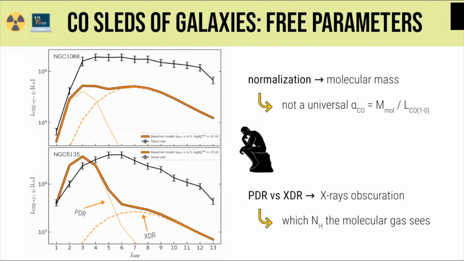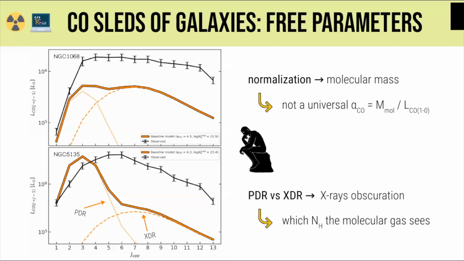But basically, what we wanted to do at this point is to treat this alpha CO as a free parameter, to fit the observed CO SLED starting from our baseline to match. The other free parameter instead is the gas column density, and this is only affecting the XDR component of our model. This is because we use the column density to obscure the X-rays that are coming only from the AGN, while the far ultraviolet photons, of course, are coming from stellar populations all around the galaxy.